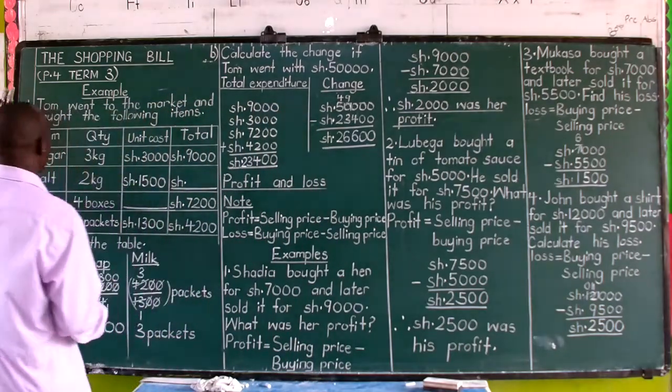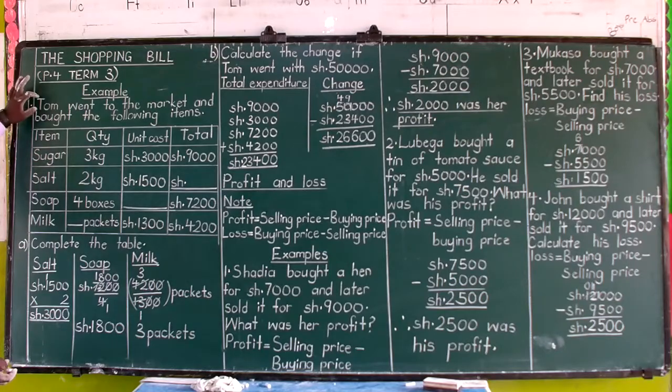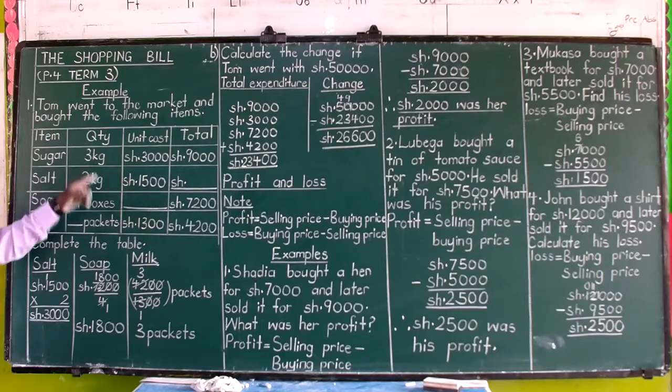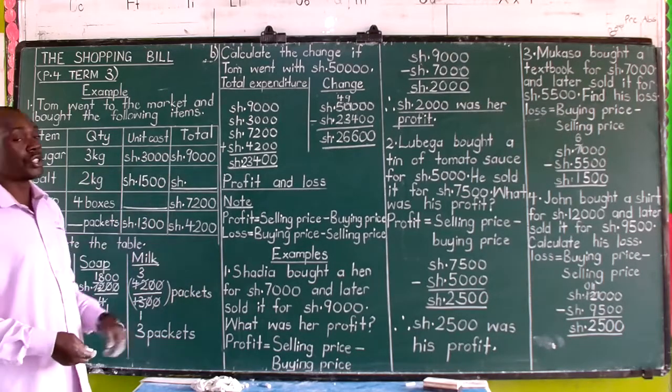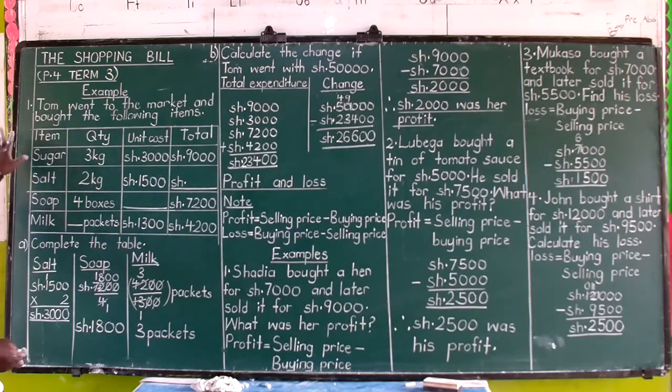Example number 1 reads, Tom went to the market and bought the following items. Here they are. We've got items as sugar, salt, and soap. Then we've got quantity, unit cost, and total. So it is tabulated, meaning it's in table form.